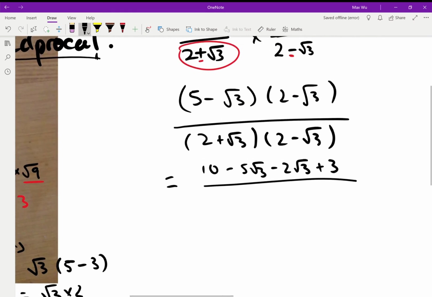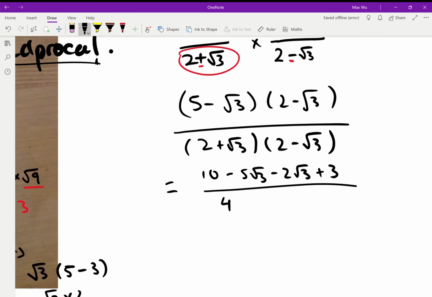Now do the bottom. 2 times 2 is 4. 2 times negative square root 3 is negative 2 square root 3. Square root 3 times 2 is plus 2 square root 3. And then square root 3 times negative square root 3 is negative 3, because there's a negative and a positive, and square root times square root eliminates the root. And you'll see here, what do we have? It's negative 2 cookies plus 2 cookies, or negative 2 square root 3 plus 2 square root 3, and you can see how they cancel out.